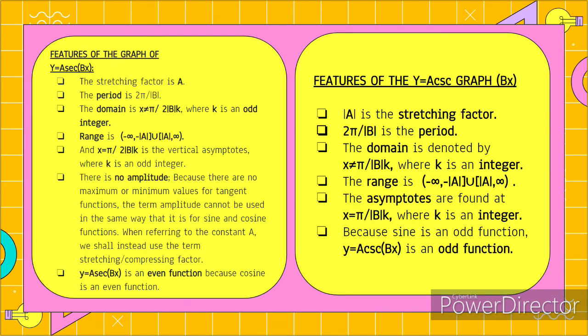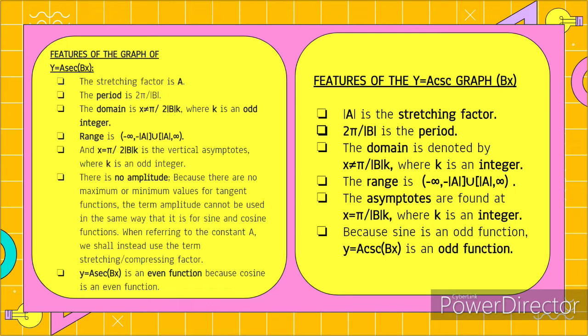Features of the graph of the secant function. The stretching factor is a. The period is 2 pi over b. The domain is x not equal to pi over 2 absolute value of b, times k, where k is an odd integer. The range is negative infinity to negative absolute value of a, union positive absolute value of a to positive infinity. And x equal to pi over 2 absolute value of b, times k, gives the vertical asymptotes, where k is an odd integer.